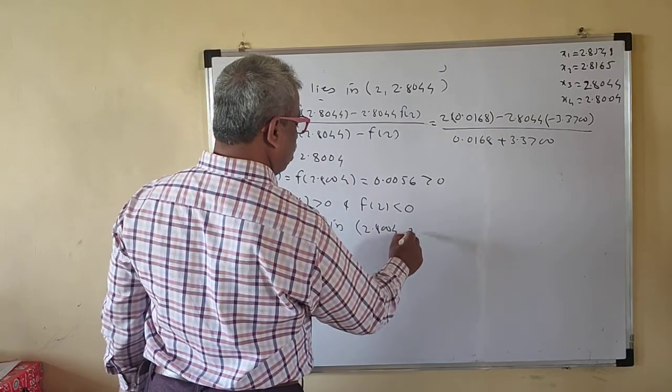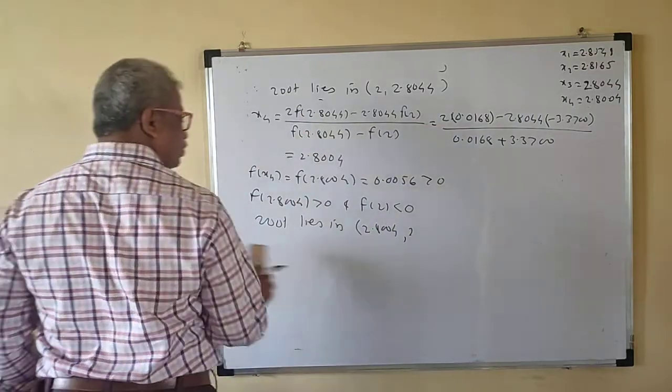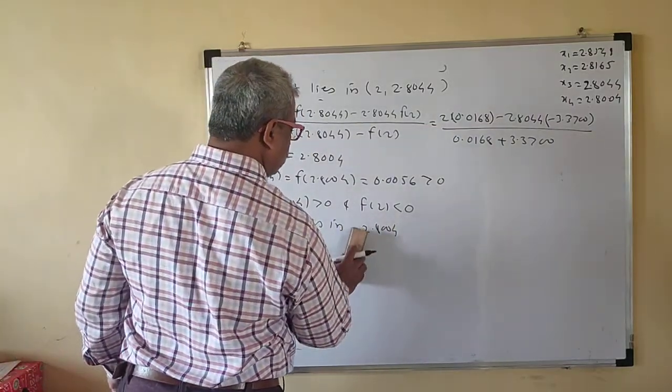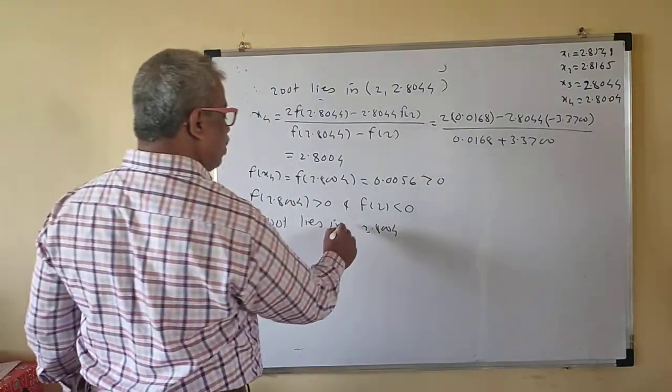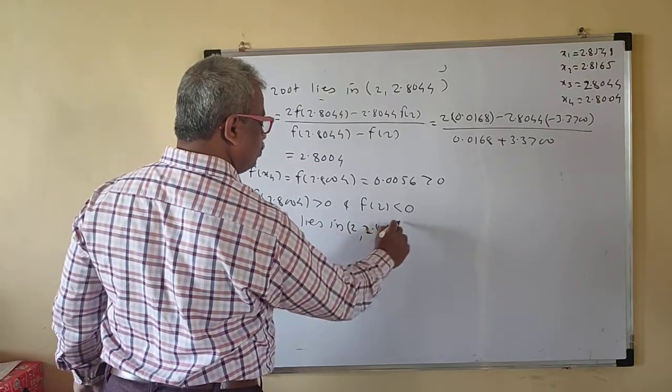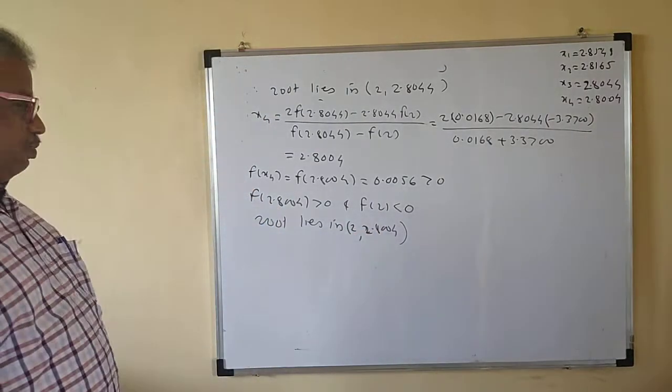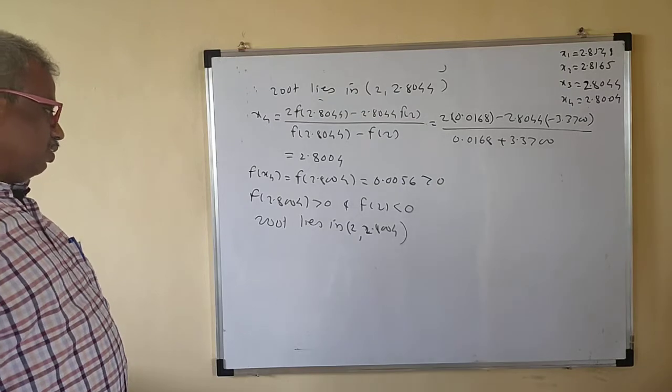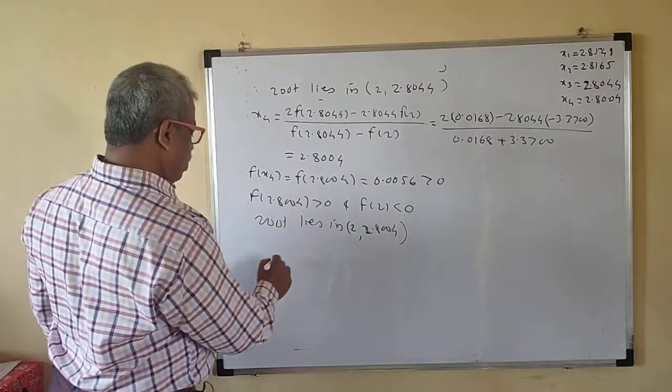2.8004. Oh, this is wrong. You have to write the interval, that means you have to write 2 first. The smallest one will be the first one. Okay, the root lies in this. Now we'll find x5.